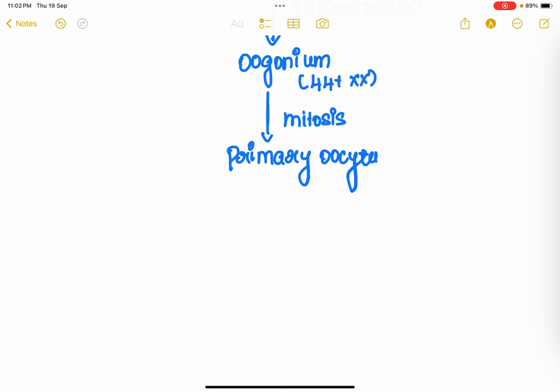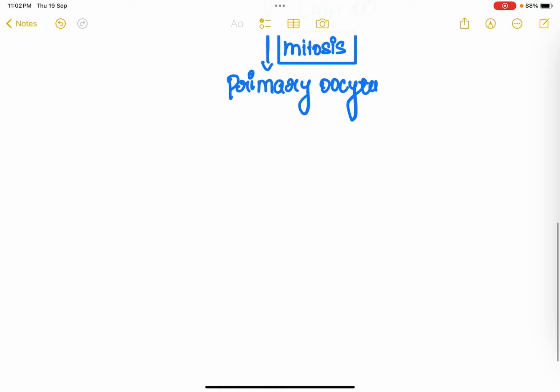As we have discussed, this process of oogenesis is going to occur in the intrauterine life, so all these oogonia are going to get converted into primary oocyte. So when a female fetus is born, her ovary will contain only the primary oocyte, because all these oogonia are converted into primary oocyte by the process of mitosis, which is also 44 plus XX.